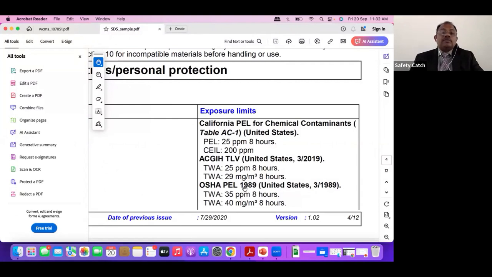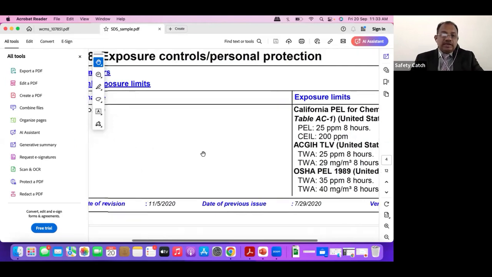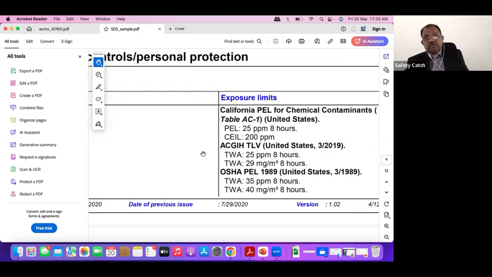Now you see OSHA. OSHA's allowance is slightly more. OSHA TWA is 35 ppm, which is 40 milligram per meter cube. So this can vary. That's why I said there is no unique value. This can vary state to state, and country to country. But if you look at the SDS, that can be taken as the final value. So the best thing for you is to refer to the SDS and your country's law.